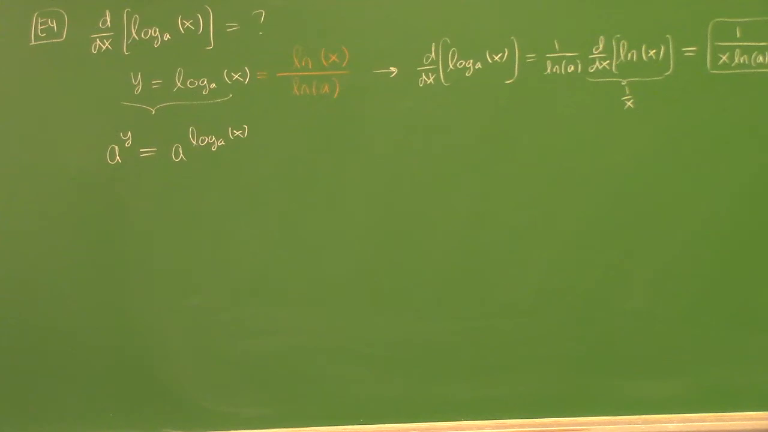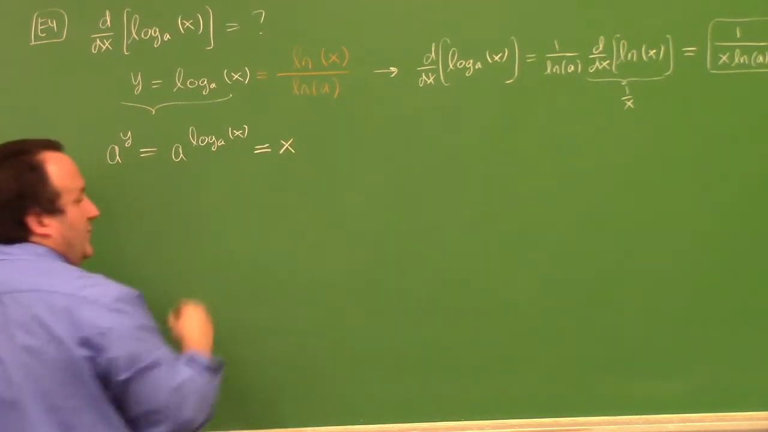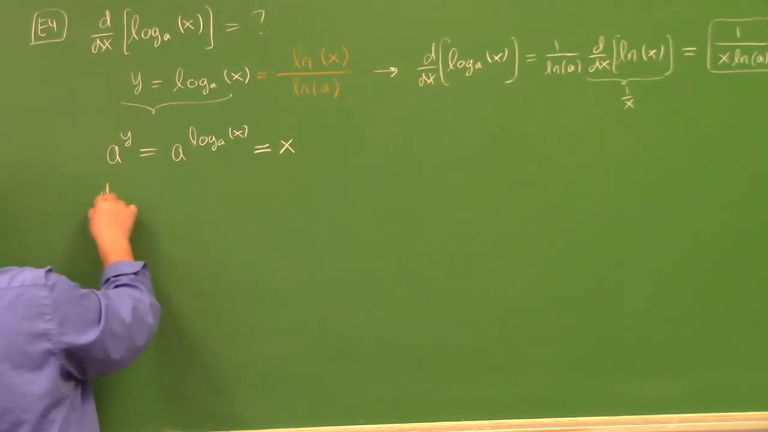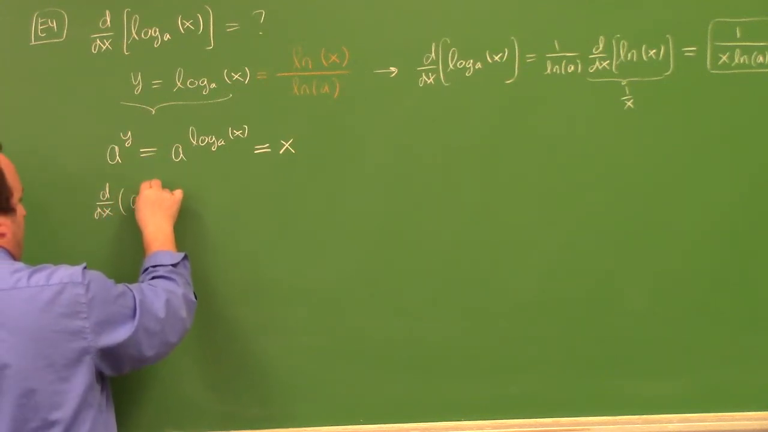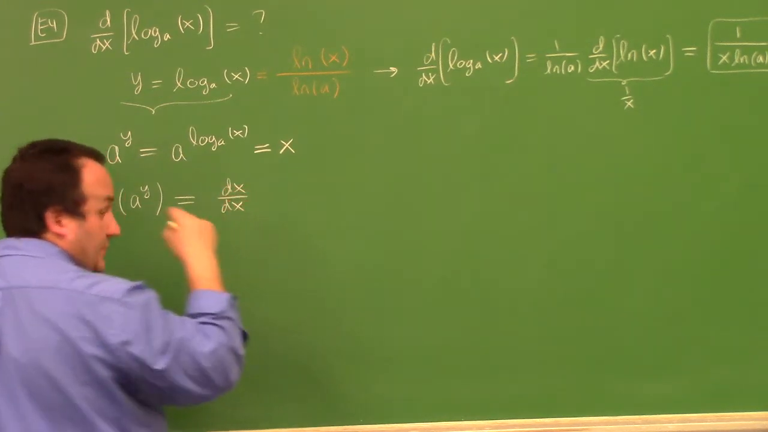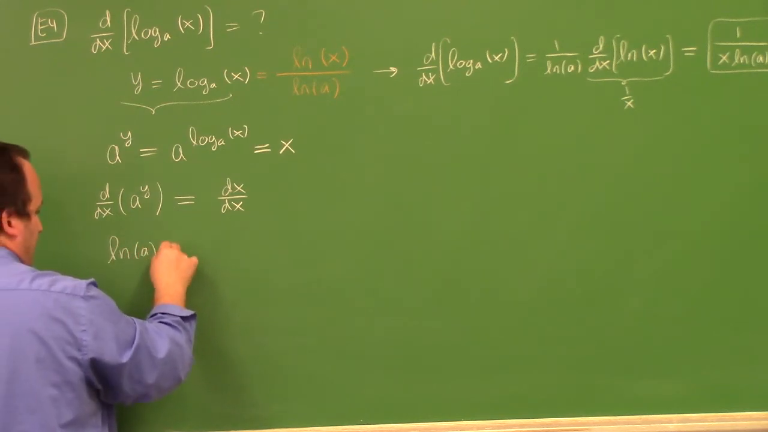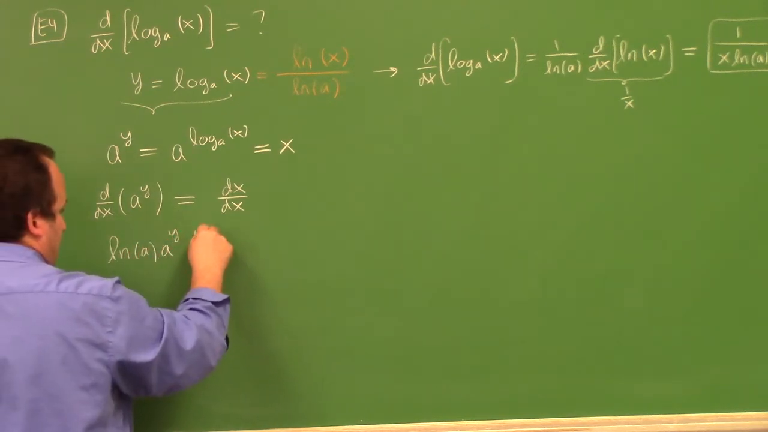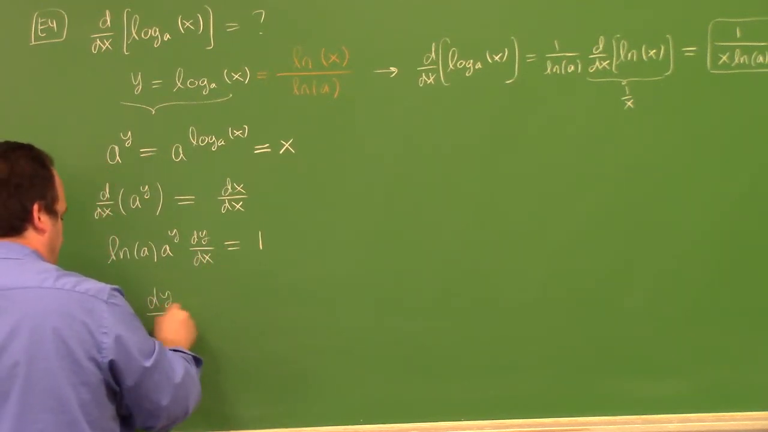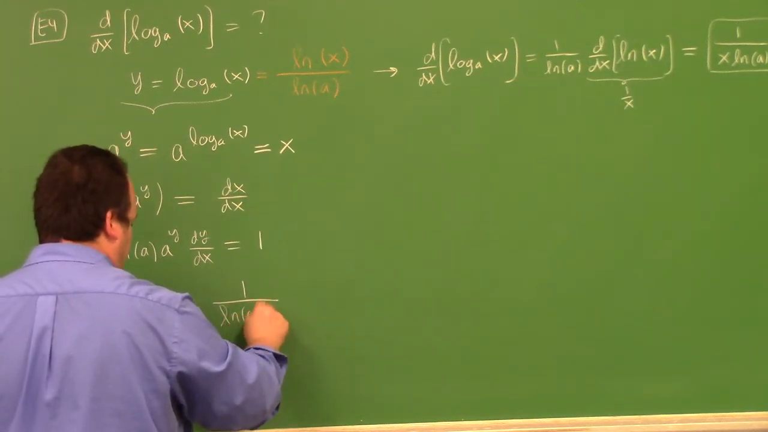There we go. Then what? A to the log base a of x is x again. What was the derivative of a to the y? We learned that last class, right? So we get d dx of a to the y equals dx dx. And that's natural log of a times a to the y times dy dx equals 1. So dy dx is what? 1 over natural log of a times a to the y.